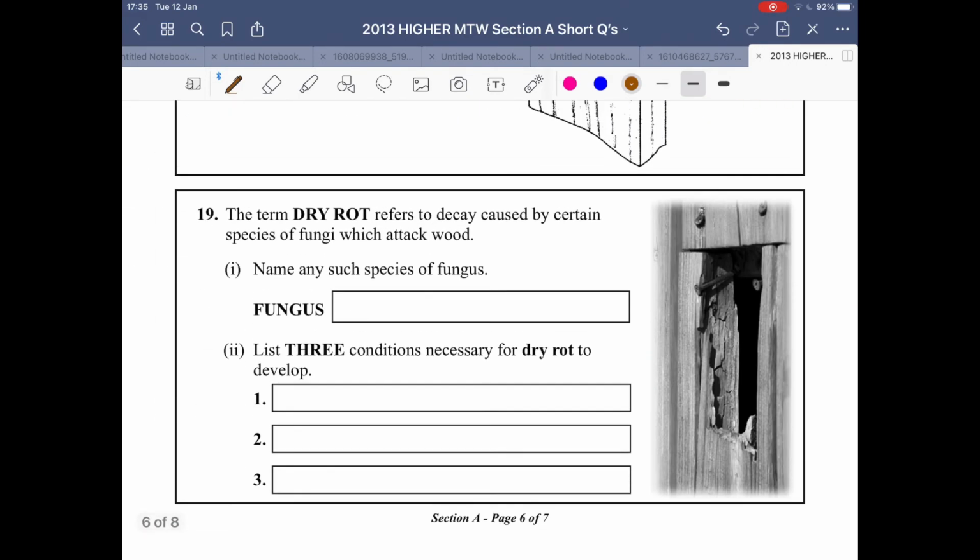Question 19. Term dry rot refers to decay caused by a certain species of fungi which attack wood. Name any such species of fungus. Now, you won't have come across this word, so we're going to learn it today. It might have been in that set of study we did last year on diseases and defects in the timber, but I can't remember whether we did it or not, so let's go through it. It's called the Merulius lacrymans, Merulius lacrymans, right? And that is effectively dry rot.